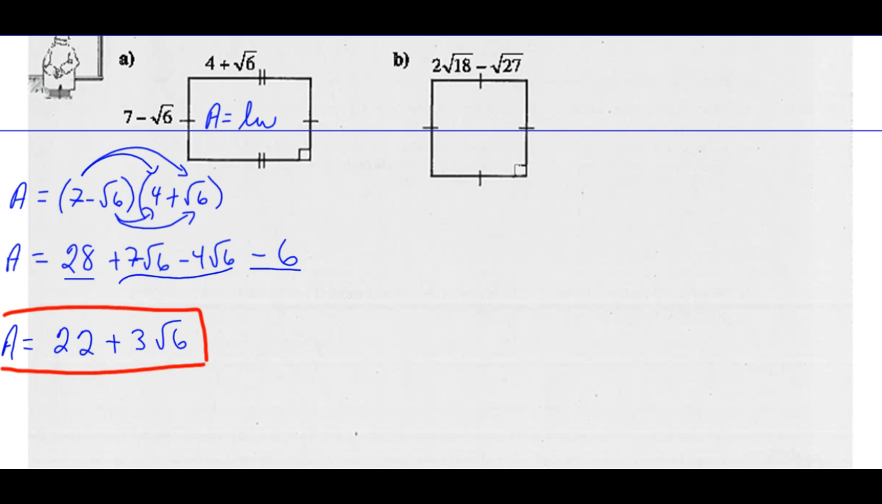You guys try B. Pause the recording. You guys try B and see if you can get it. Then you can restart it again and see if you get the same answer as I do. All right?